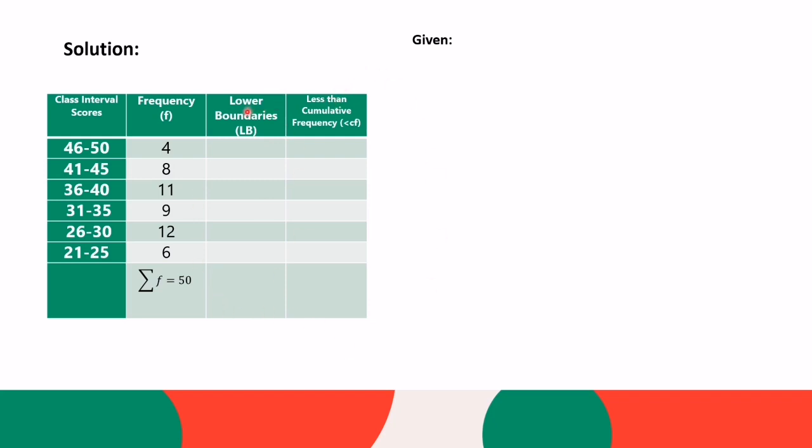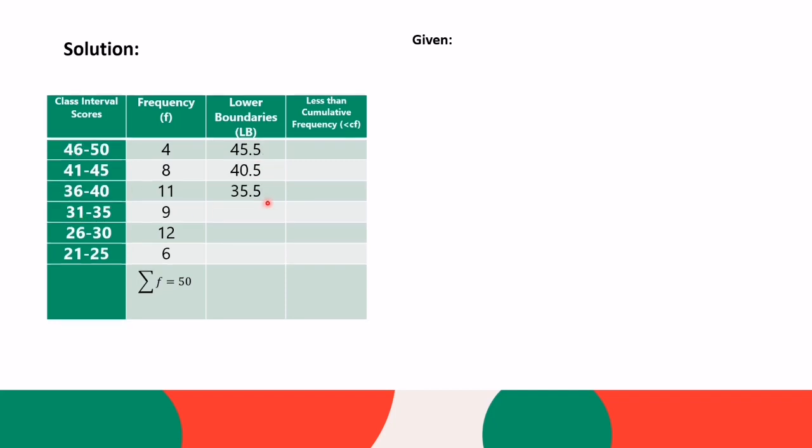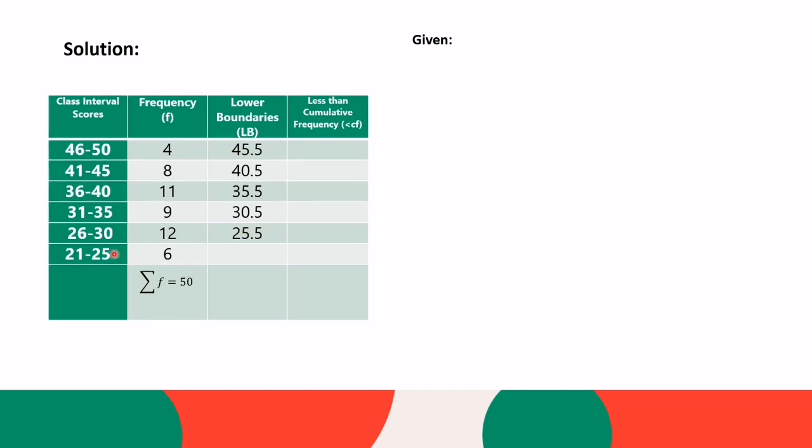For our LB, we will just subtract 0.5 from the left side of our classes. So 46 minus 0.5, we have 45.5. Next, 41 minus 0.5, we have 40.5. 36 minus 0.5, we have 35.5. 31 minus 0.5, we have 30.5. 26 minus 0.5, we have 25.5. And then 21 minus 0.5, we have 20.5. And also don't forget that the total number of frequency is 50, or our n is equal to 50.